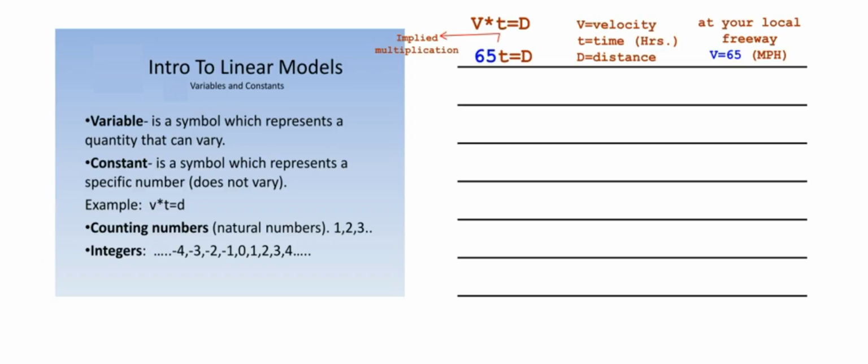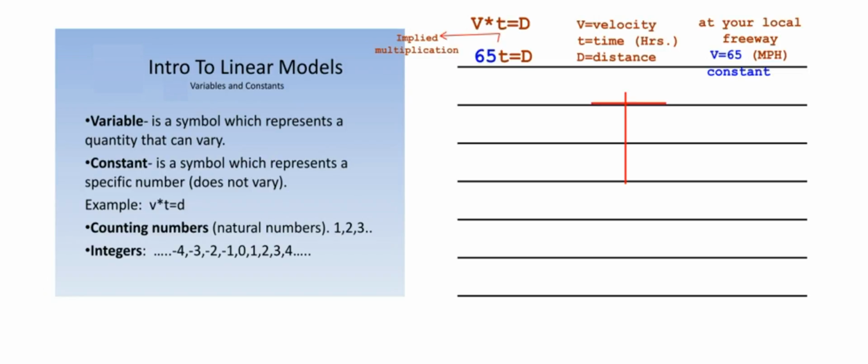Okay, at your local freeway, once again, the velocity is 65 miles per hour. Just a rough approximation, rough idea, rough concept. So therefore, is this going to change? Well, ideally, we don't expect the freeway speed to change within, let's say, a year or so, right? So let's say it remains constant. It does not change. It's a constant. So that's an example of our constant. In this case, v, the velocity, does not change.